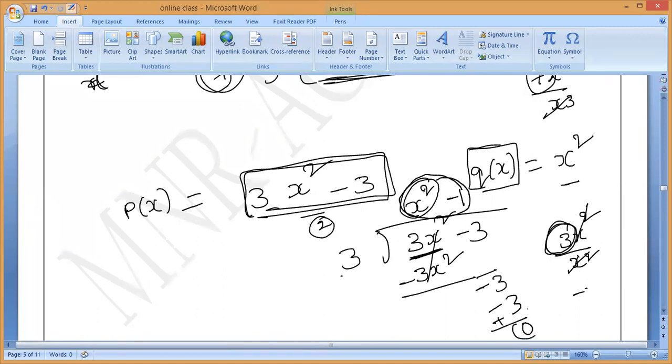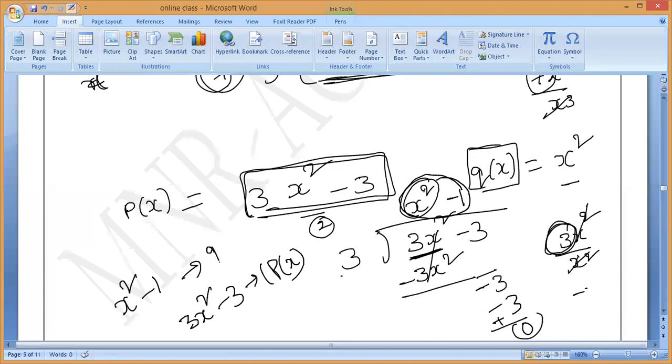So finally you can write the answer. Quotient is x square minus 1 and P of x equals 3x square minus 3. That is the example. That's all. Do you understand? This is one more example. Here the degree of Q of x and P of x both are the same, both equal, correct?